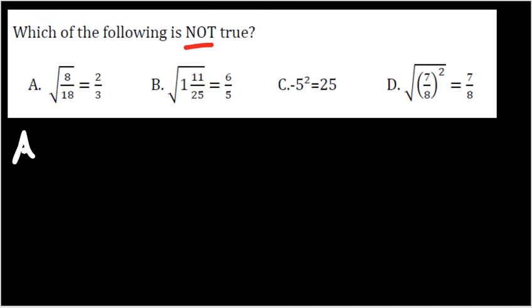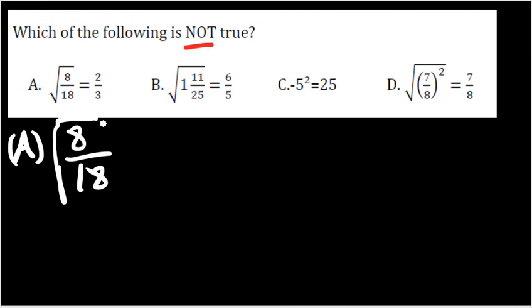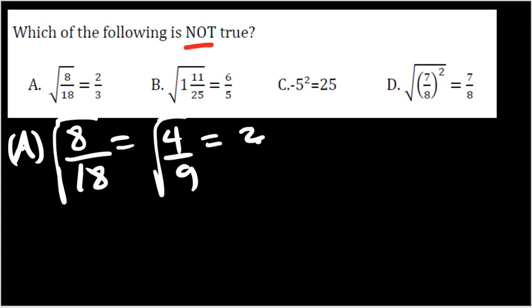The first one, A, it says square root of 8/18. This one we can simplify by 2: 4 over 9. We can simplify because both of them are even numbers. Then 4 and 9 are perfect square numbers, so easily extracted from the square root, which will be 2/3. That's correct. The answer A is correct.